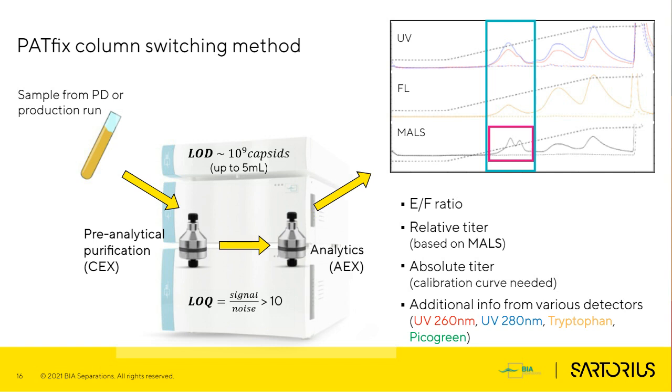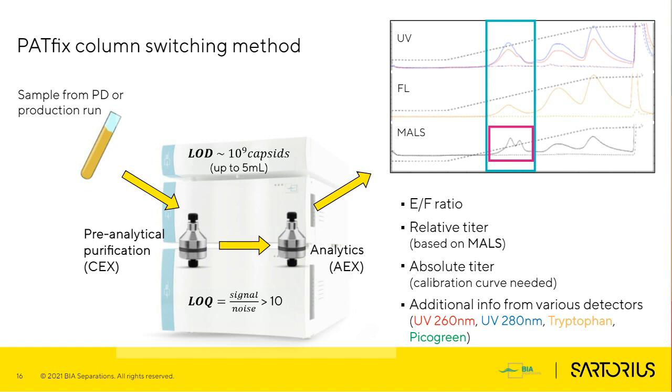Two other very important things to note here are the limit of detection and the limit of quantification. In our hands, the limit of detection was around 1E9 or 2E9 capsids. Now we're speaking about the total capsids, both empty and full together. And you can achieve this number of capsids using up to 5 milliliters of sample, because as I mentioned before, you would need to dilute this sample during preparation. When it comes to the limit of quantification, we have defined it as a signal-to-noise ratio higher than 10.